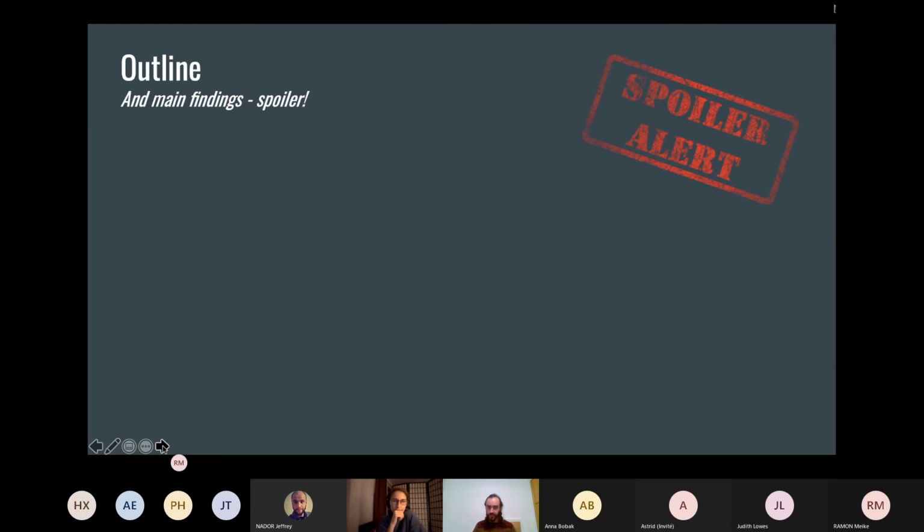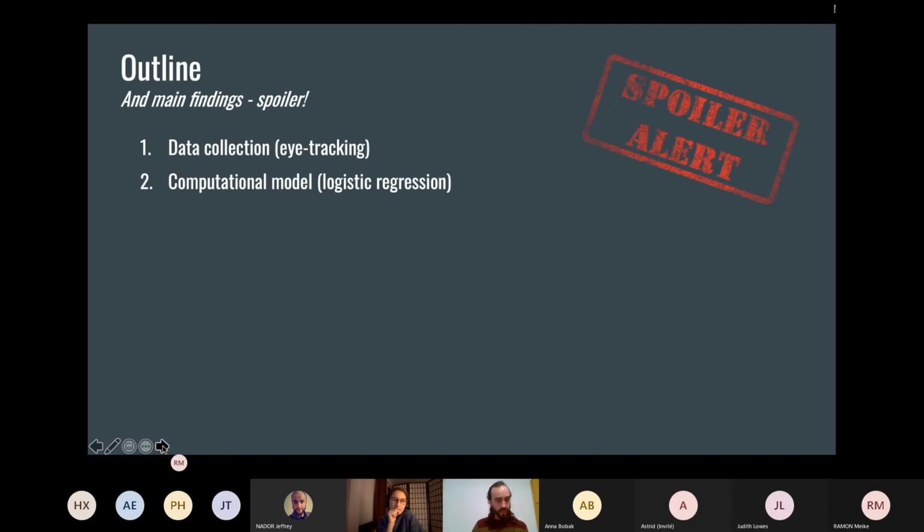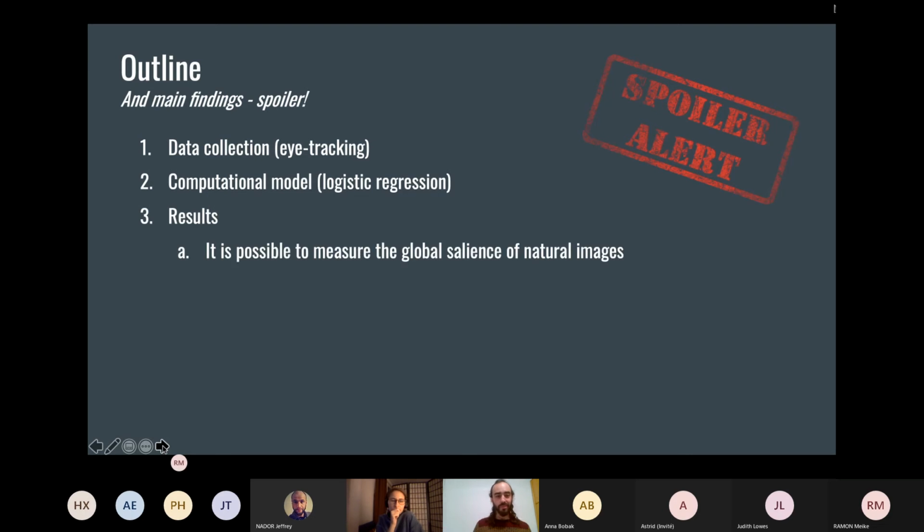And here I have many slides. So I always have this spoiler alert. I like to say the main findings at the beginning, and then I will try to convince you through it. So I will talk about the data collection first, very briefly. Yeah, thanks. Then about the computational model that we use to model visual salience. And then various results. And I have 5 main results here. You can go by one by one.